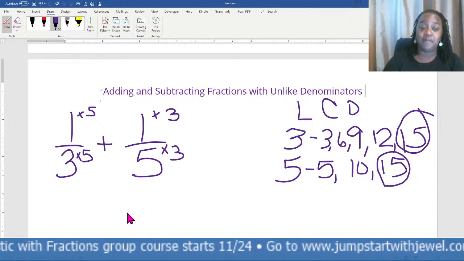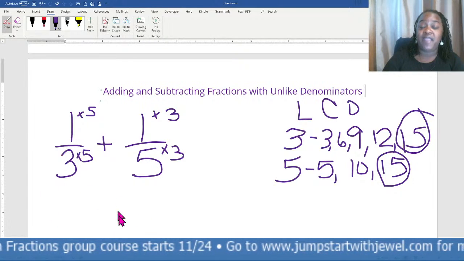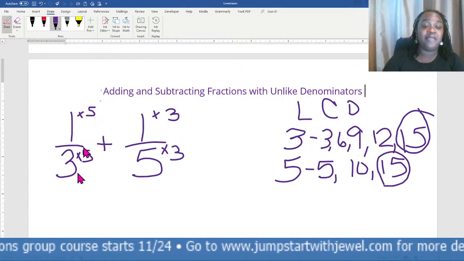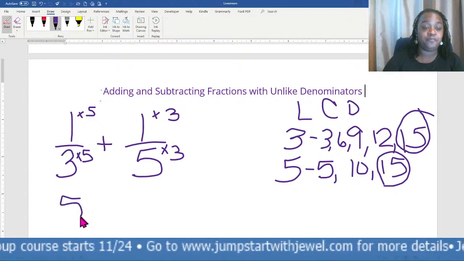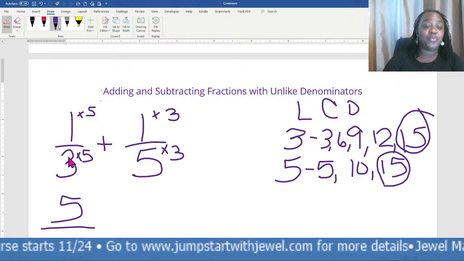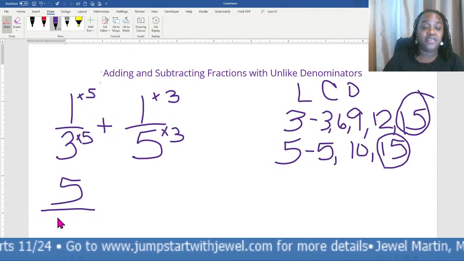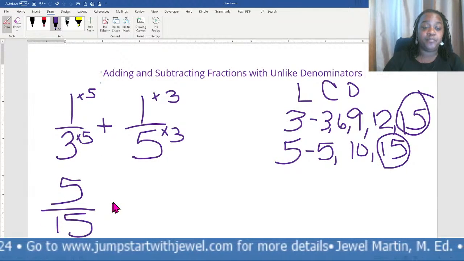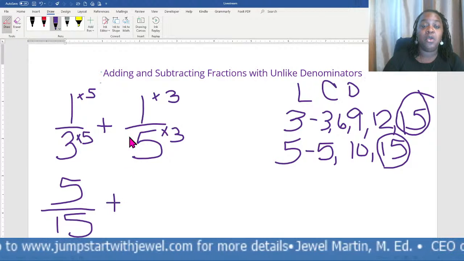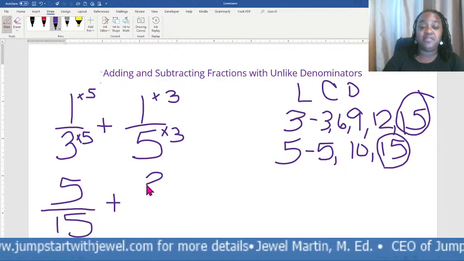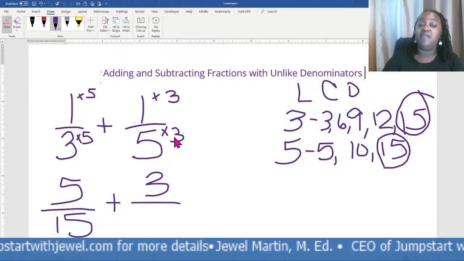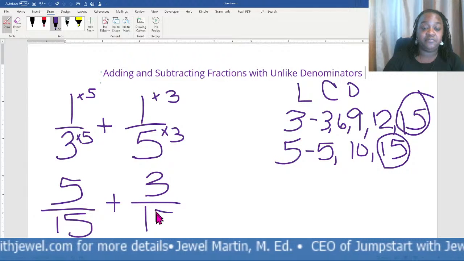Now we do our math, and we begin to write our new fractions. 1 times 5 is going to be 5. And then 3 times 5 is going to be 15. Bring down our plus sign. 1 times 3 is going to be 3. And then 5 times 3 is going to be 15.